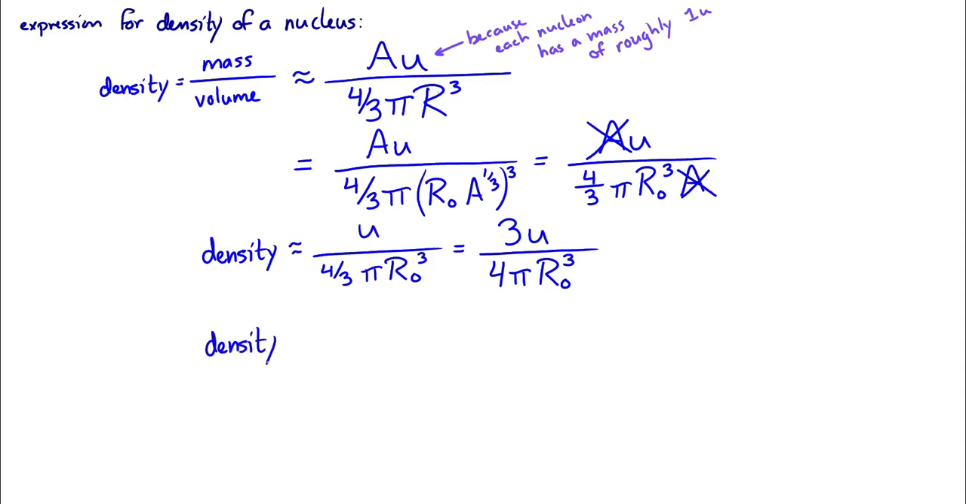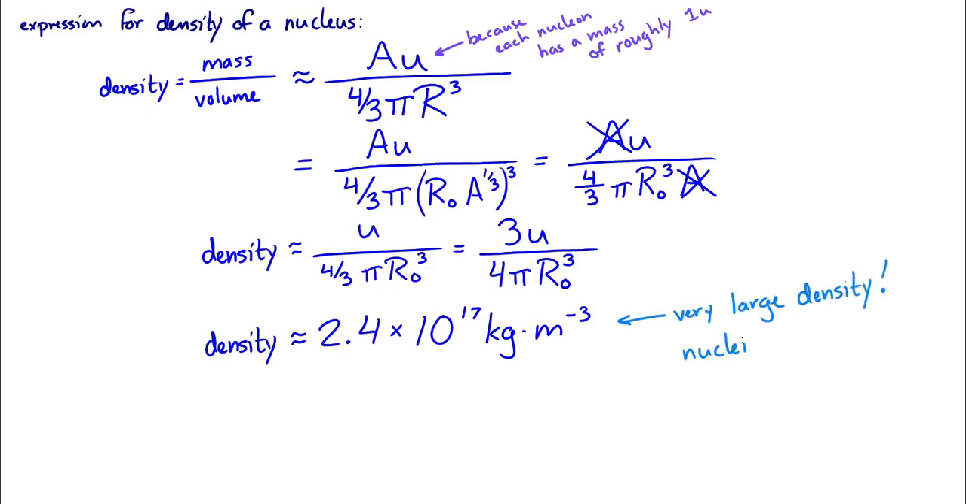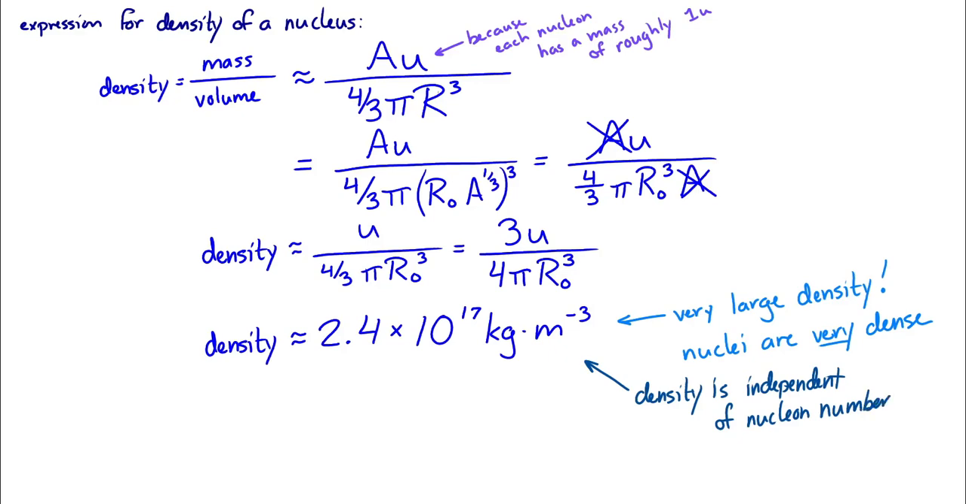And if you put in all the values and calculate it, you get that the density of the nucleus is approximately 2.4 times 10 to the 17 kilograms per cubic meter, which is an absolutely huge density. Nuclei have very, very, very high densities. And the other thing to point out is that the density is independent of the nucleon number. No matter how many nucleons you have, the nucleus always has approximately the same density, whether it's uranium-235 or lithium-7.